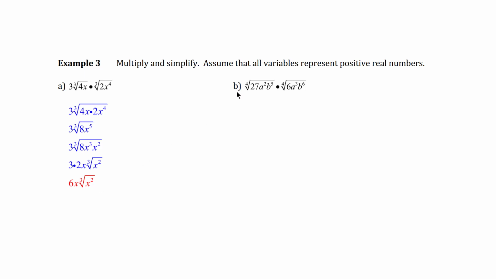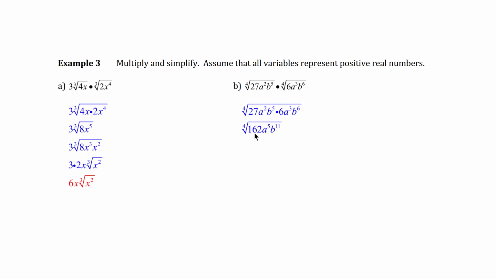Moving on to part B, we have the fourth root of 27a squared b to the 5th power times the fourth root of 6a cubed b to the 6th power. First, we use the product rule to combine everything together under one radical. We get the fourth root of 27a squared b to the 5th power times 6a cubed b to the 6th power. Next, we multiply everything together underneath the radical. We get the fourth root of 162 a to the 5th power b to the 11th power.